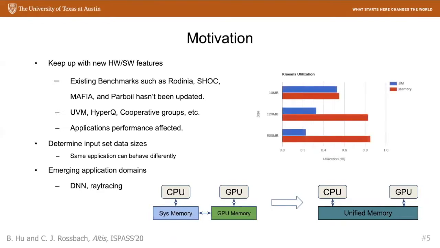Take k-means, for example. The utilization level of the streaming multiprocessor and the memory system seems to be very well balanced, with input data sizes roughly around 10 megabytes. However, as we increase the number of points, the pressure starts to shift away from the streaming multiprocessor onto the memory system. So what appeared to be a well-balanced application turns out to be a memory-bound application simply because the input data size changes. Finally, it is also important for benchmarks to keep up with emerging application domains such as deep neural network and ray tracing.